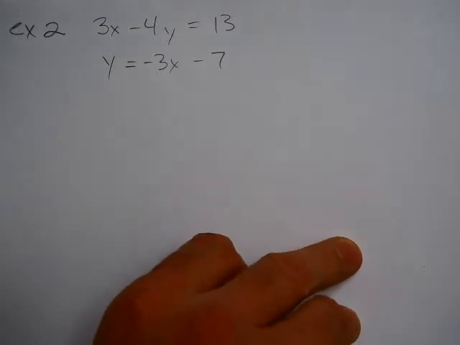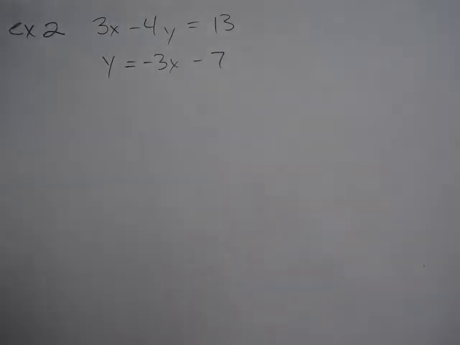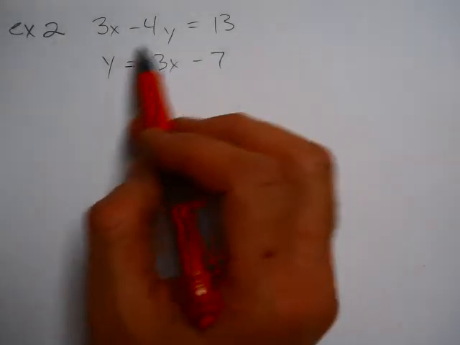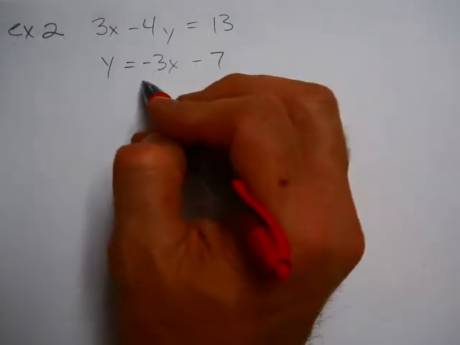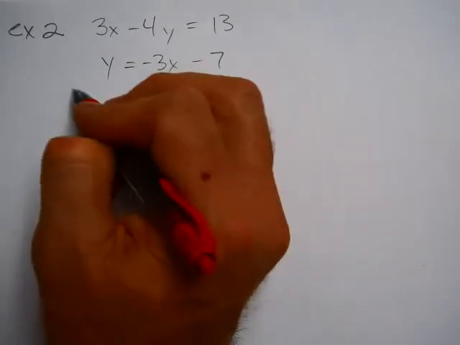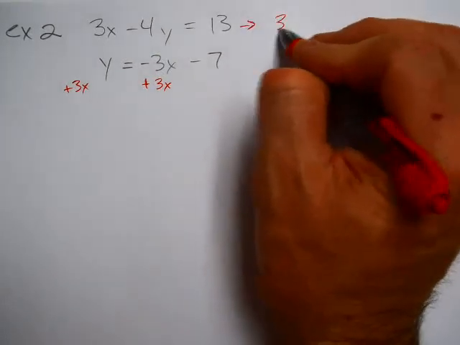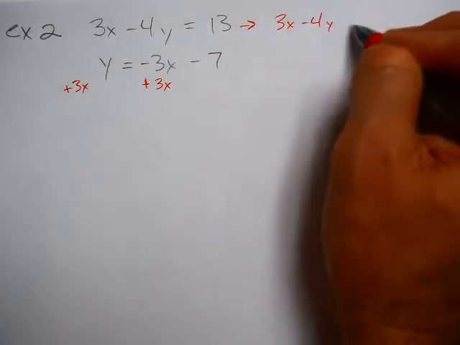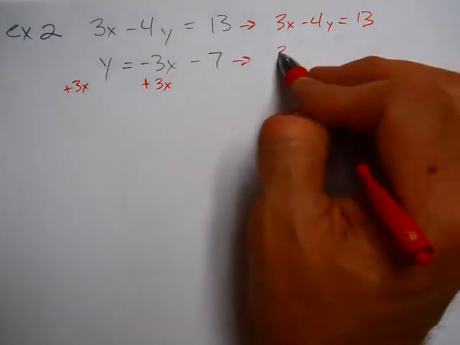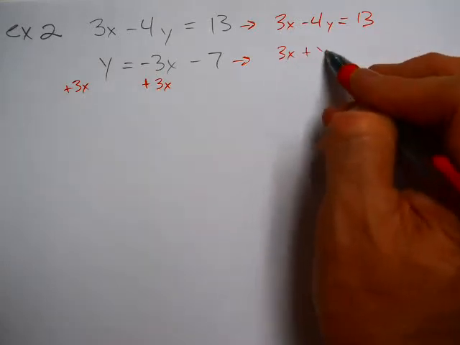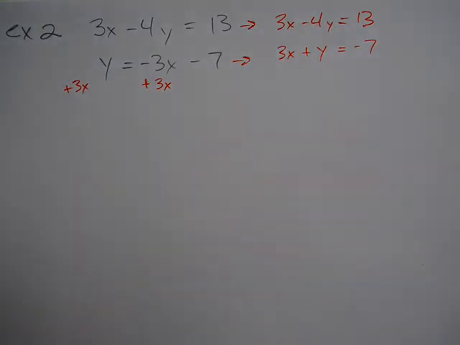But since we're talking about elimination, what we want to do is we want to get everything in the same order. So what I would do is either solve both of them for y's, or I think I'd just move this x back over. How about if I just add 3x here? And then this is going to be the same. This is going to be 3x minus 4y equals 13. And this guy is going to be 3x plus y equals negative 7. And now we have the x's and the y's in the same order.